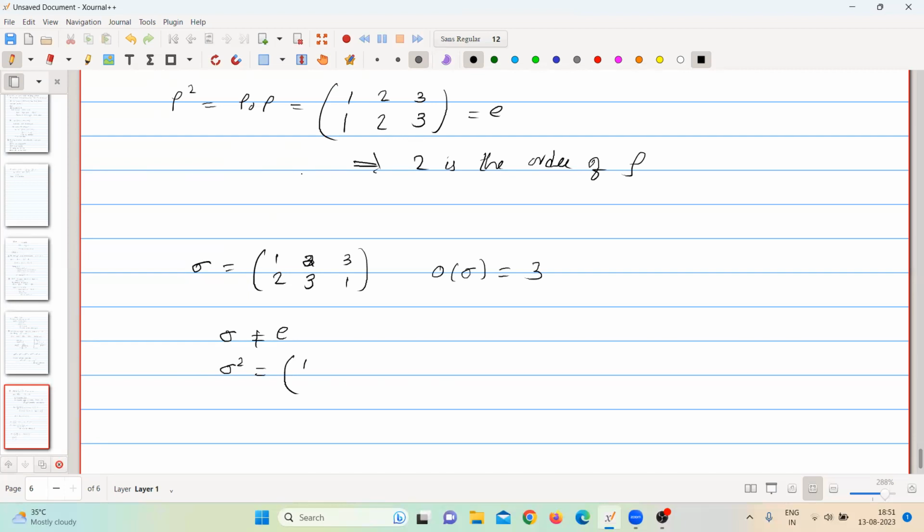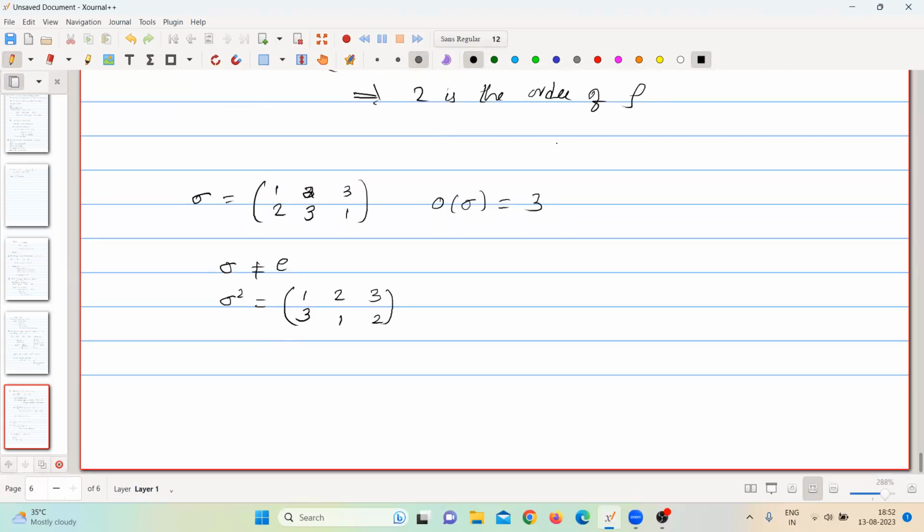1 goes to 3, 2 goes to 1, and 3 goes to 2. So this is sigma square, and this is also not identity. So 1 is not the order, 2 is not the order. Now we are going to 3. So what we need to do is sigma composite sigma square.